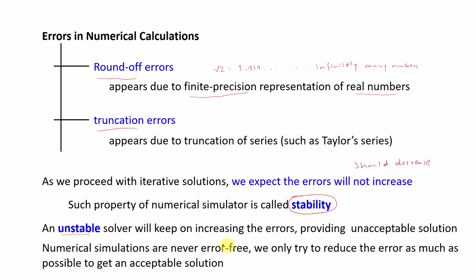Finally, as we have talked again and again, you should keep in mind very clearly that numerical simulations cannot be error-free. There will always be errors. Our goal is to reduce the error to a level where we think that the solution is acceptable. The accuracy of an acceptable solution depends on the problem you are solving, the application that is in your mind. There is no hard and fast rule where a solution will be acceptable, where a solution will not be acceptable.